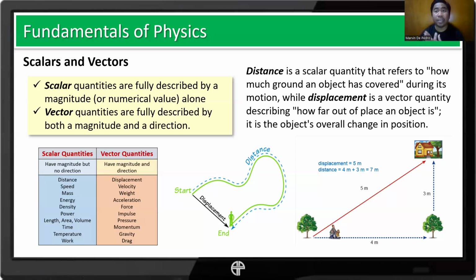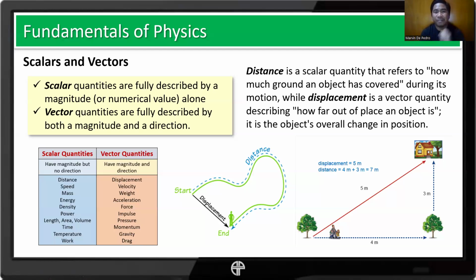Normally, that's the direct path, and that's the displacement. So, remember, a zero distance would mean the object did not travel at all. There's no travel that has taken place.